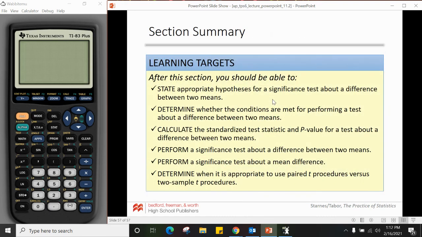All right, and so that is the end. Like I said, I think the hardest part of all this is the last learning target, determining when it's appropriate to use a paired T versus a two sample T procedure. But I think we should be good at the state, determine, calculate, and conclude steps based on it, and actually knowing the difference between the two situations. It's just determining which situation I need to be in. All right.